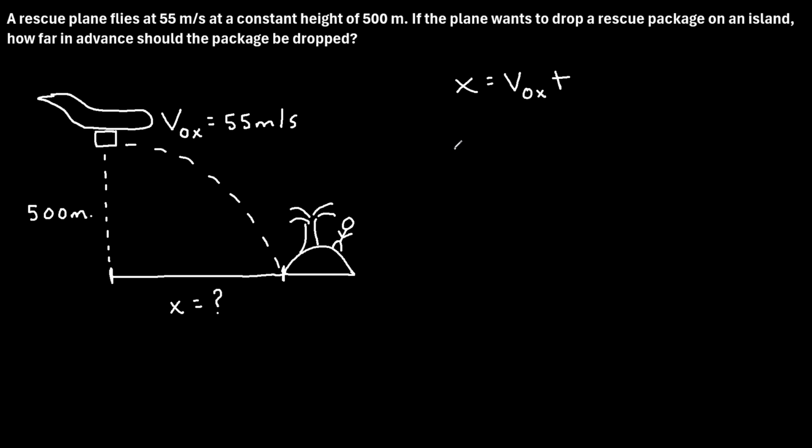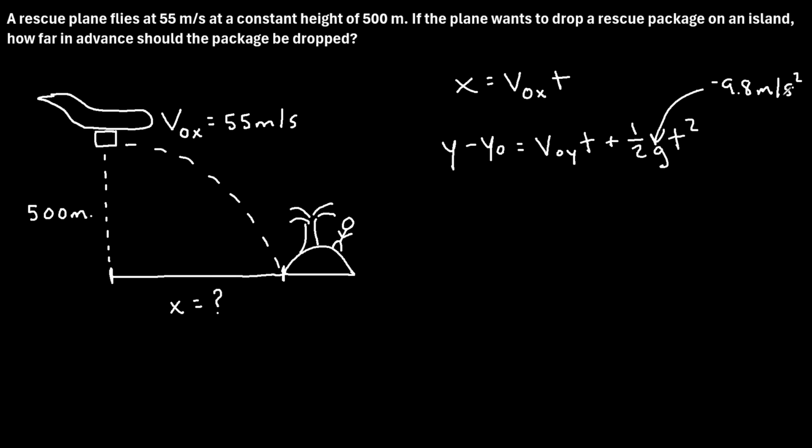The formula to find that out is y minus y0. This is the displacement in the y direction. That's equal to the initial velocity in the y direction times time, and to that we add 1/2 times g, which stands for the acceleration of gravity, times time squared. We need to know that g is negative 9.8 meters per second squared. That's the acceleration of gravity that will be acting on this package when it's dropped. So let's go ahead and solve this equation.